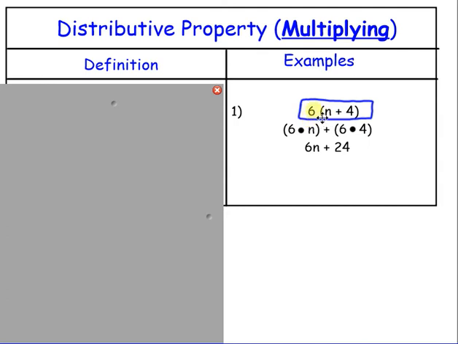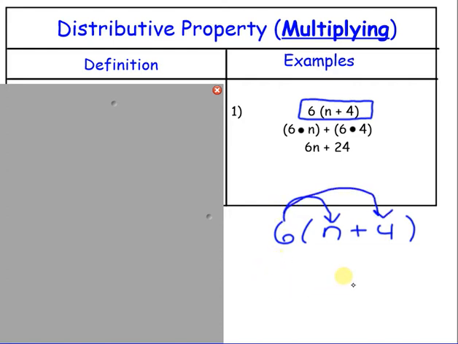So with distributive property, you look at the number outside of the parentheses, and you're just going to pass it out to everybody inside the parentheses. So I'm going to write it just a little bit bigger here so that I can manipulate it. So my 6 is outside the parentheses, but he's attached to it. He's next door. There's no plus, minus, division sign, okay? So I'm going to pass him out to the n, and I'm going to pass him out to the 4.